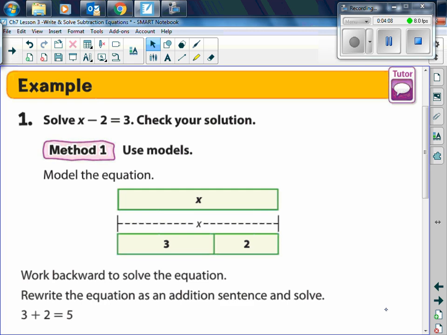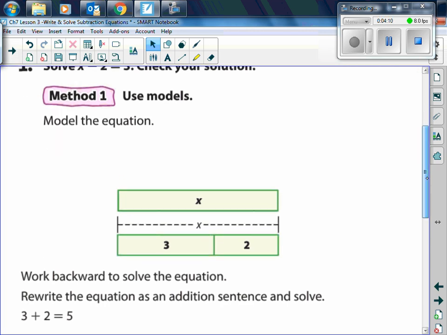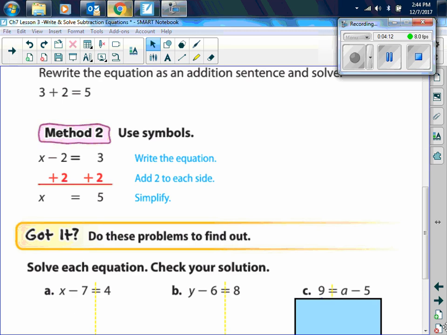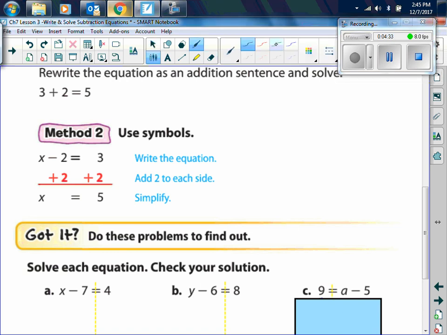Okay? Now, if I want to solve this algebraically, we can solve the x minus 2 equals 3 by using our addition property of equality. So here, because it is x minus 2, we are going to add 2 on both sides. Is everybody clear with that? So now, the 2's cancel to 0, and we're left with x is equal to 5.